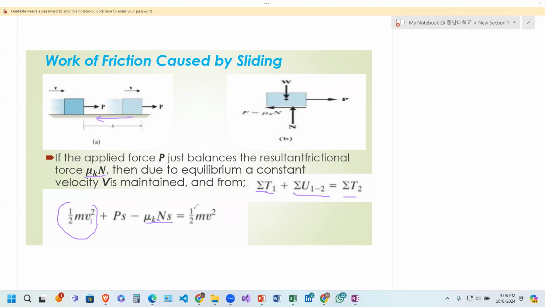So now this is the same as a half mv squared, but this is velocity 2. But remember, velocity is constant. Also, remember, if the velocity is constant, if it's maintained at a constant, then that means this cancels, and therefore that means that PS is the same as UK NS, right? So that means P is the same as that. So that's how we can try to solve other things if they're unknown.